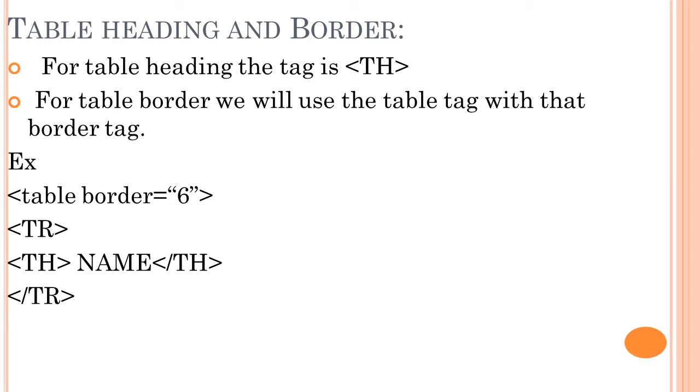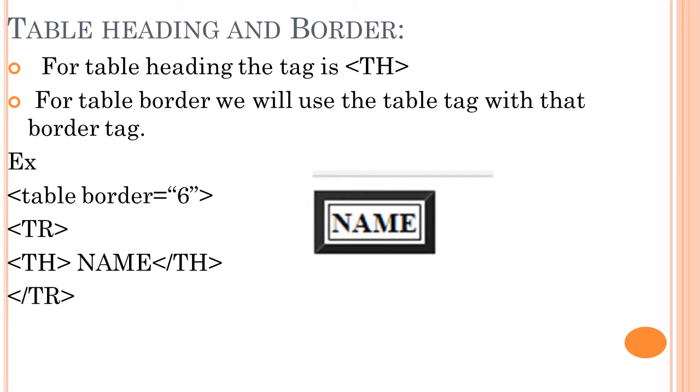What is the difference between this th and td? Instead of td we have used th, means whatever word you write in a th, that word will be displayed a little thicker, a little bigger and a little stylish. Okay, you can get to know by the output. See here, this is the output. Okay, see the name is displayed a little thicker and bigger also. You can see the border, and the border thickness is 6. Okay, this is about table heading and table border.